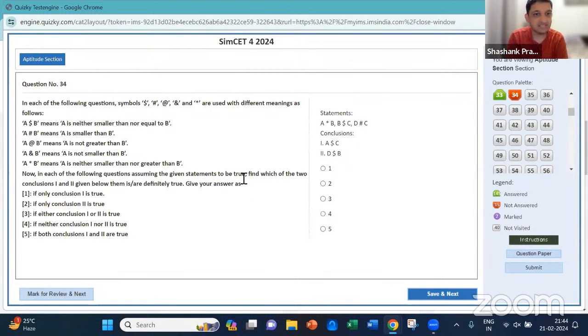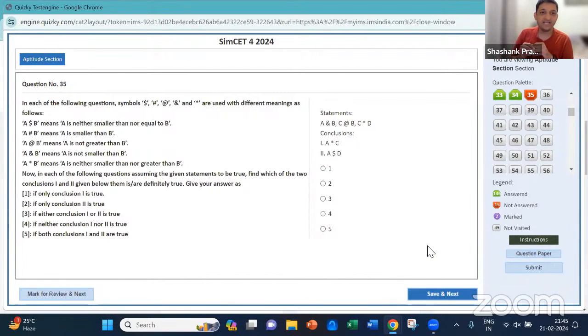A star B means A is equal to B. B dollar C is B greater than C. A equals B. Both of them are greater than C. And D is less than C. So A equal to B greater than C greater than D. So A greater than C is perfect. D greater than B नहीं चलेगा. So only one is right.